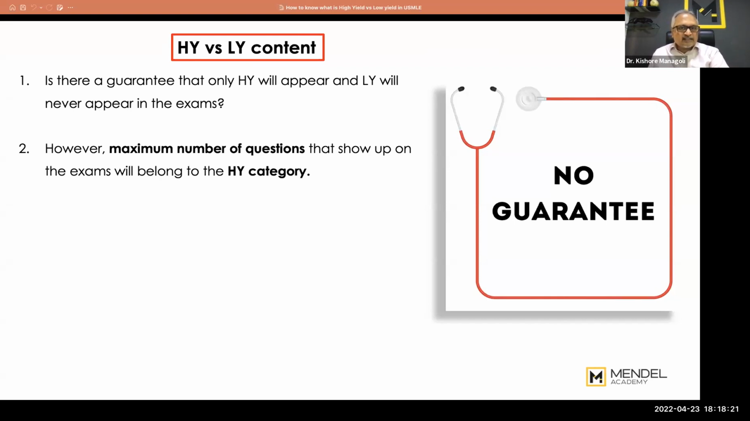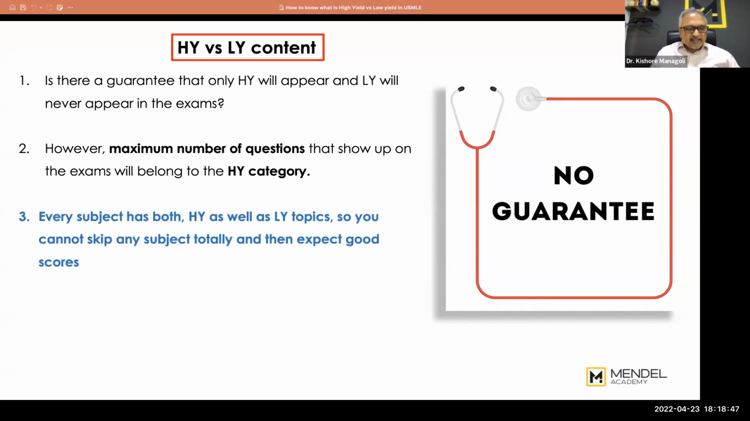I am not saying that you should not read the low yield content. There will be low yield content that you will have to read up, but the priority should be in mastering the high yield category. Please don't misconstrue that as me trying to indicate that low yield is unimportant and you should ignore it.